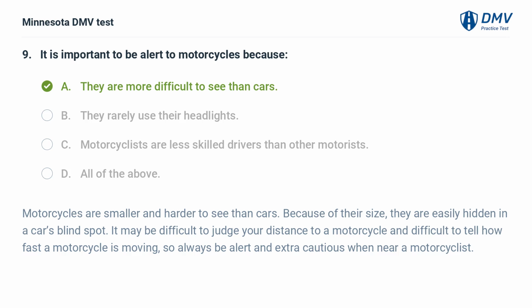Motorcycles are smaller and harder to see than cars. Because of their size, they are easily hidden in a car's blind spot. It may be difficult to judge your distance to a motorcycle and difficult to tell how fast a motorcycle is moving, so always be alert and extra cautious when near a motorcyclist.